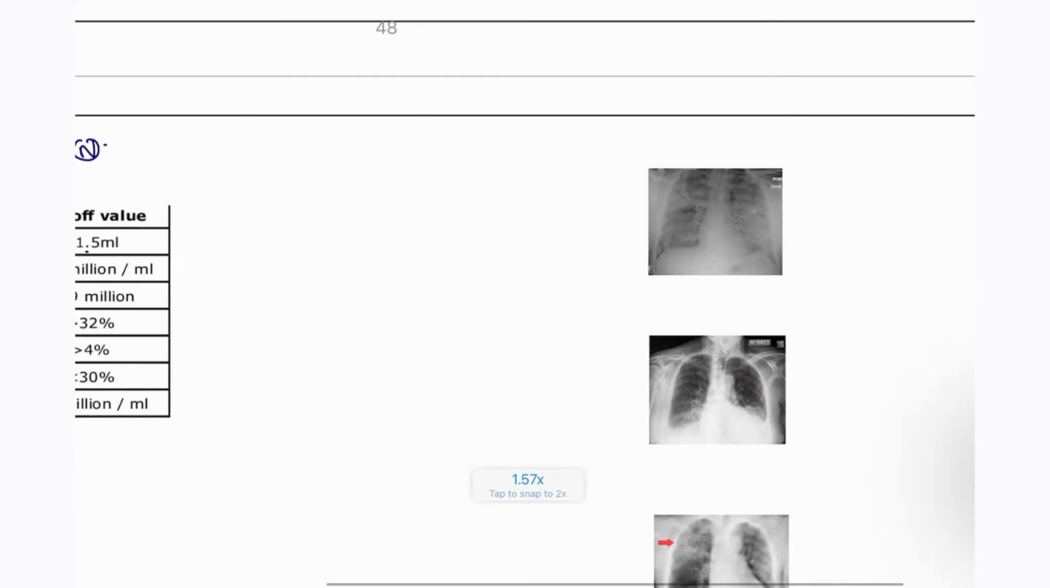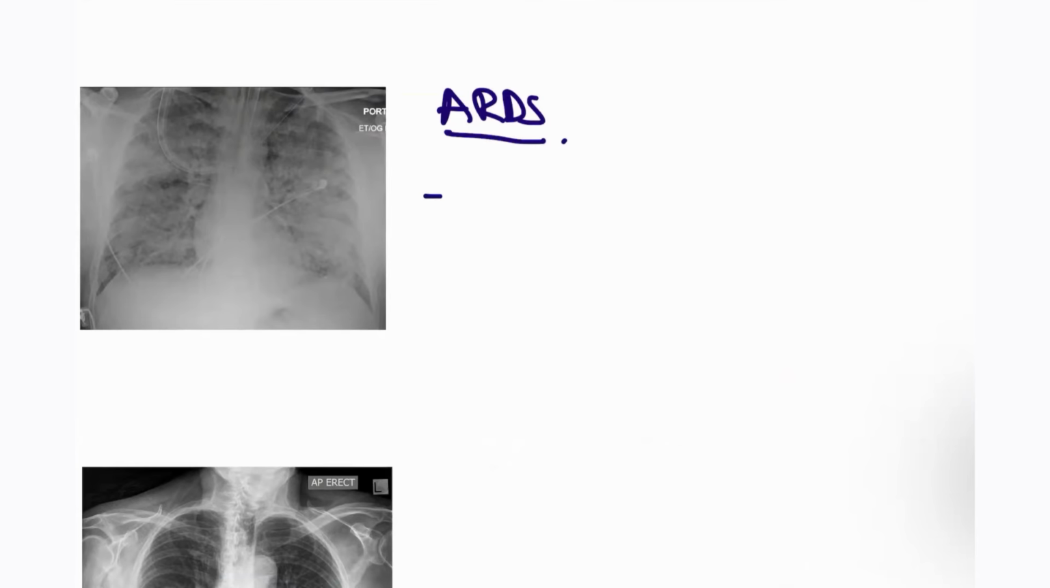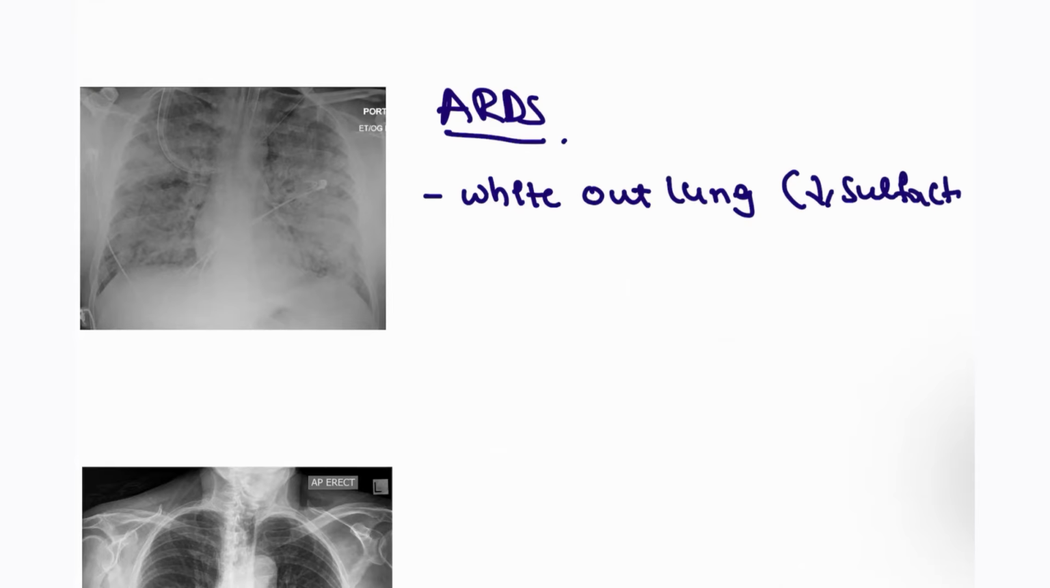Next, some students have asked me how to differentiate different types of X-rays. This condition is known as acute respiratory distress syndrome. Basically, this condition will be seen as a white out lung. Complete, you are going to see the white out lung. Why, guys? Because there is surfactant damage in this patient. Okay, bilateral diffuse opacities will be seen in this condition, right?